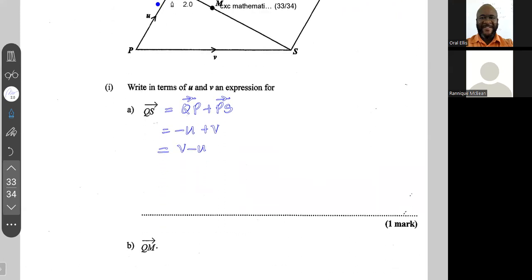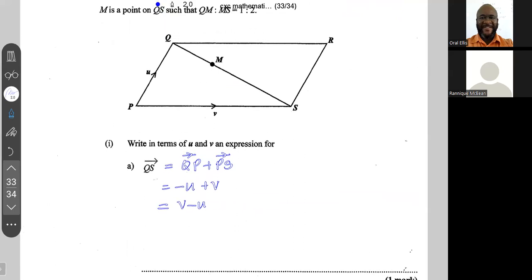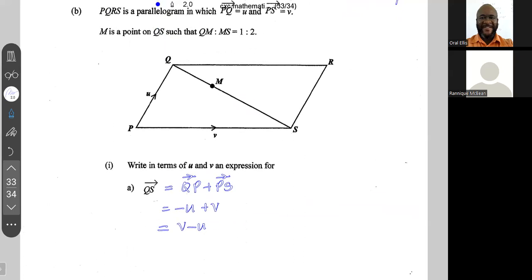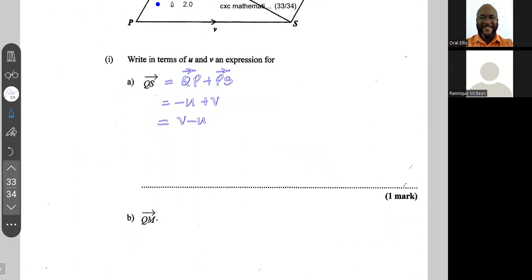We're asked to find QM. Remember we said that QS is divided into 3 parts. QM is 1 part of the 3, and MS is 2 parts of the 3. So QM is actually 1/3 of QS.